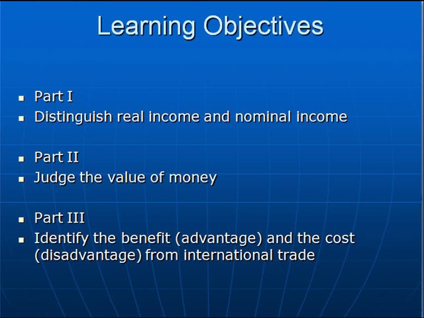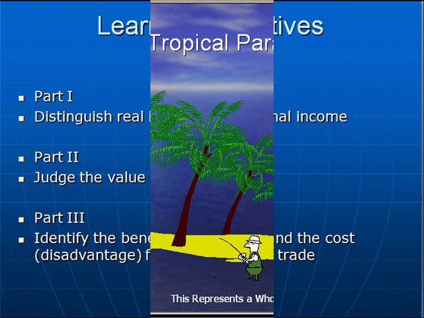In part 2, learner should be able to judge the value of money after they finish the learning unit part 2. In part 3, learner should be able to identify the benefit, which is advantage, and the cost, which is disadvantage, from international trade.